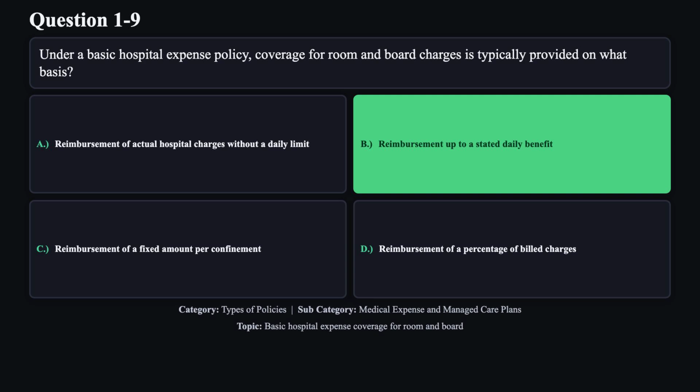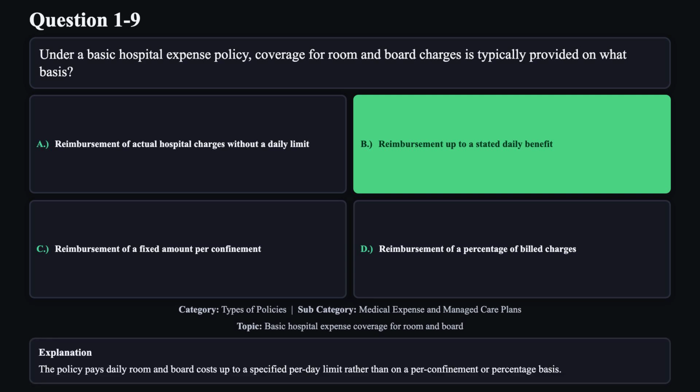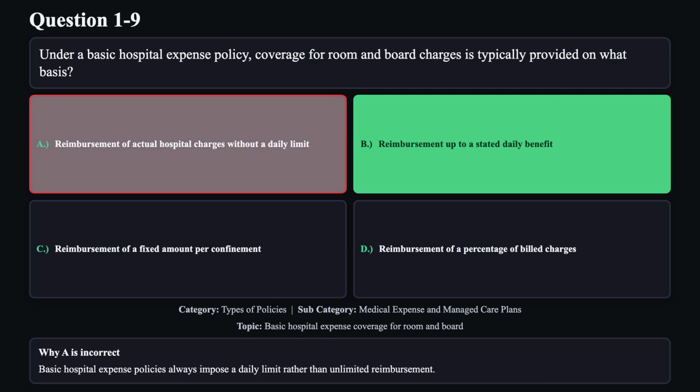The correct answer is B. The policy pays daily room and board costs up to a specified per day limit rather than on a per confinement or percentage basis. Reason A is not correct. Basic hospital expense policies always impose a daily limit rather than unlimited reimbursement.